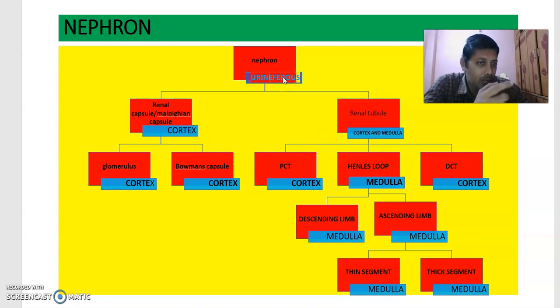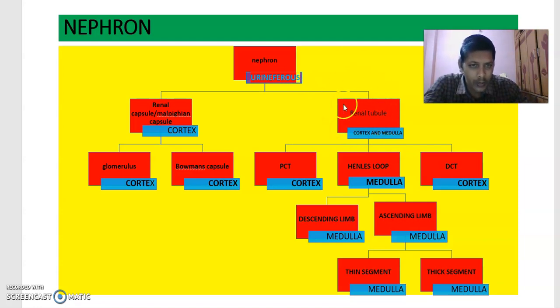In the sixth part, we learned Bowman's capsule and various parts in the Bowman's capsule, and we learned Malpighian body. What is Malpighian body? Glomerulus as well as Bowman's capsule together are called Malpighian body. In the next part, we learned the filtration membrane. What are the components of the filtration membrane?